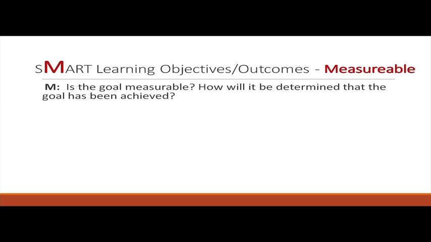Now, M for measurable. Is the goal measurable? How will it be determined that the goal has been achieved? So, it should be measurable. Increase membership of the sports center, but is it measurable? No. Increase membership of the sports center by, suppose, 10%. Now 10% is measurable. Similarly, formulate plans for research on topic X and submit a grant application to the X research council. So, it is measurable. The objective can be measured and the measurement source is identified.